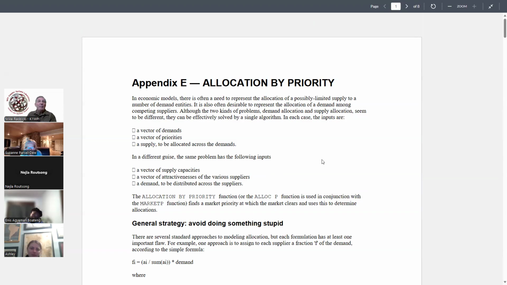So in economic models, there's often a need to represent the allocation of a possibly limited supply to a number of demand entities. It is often desirable to represent the allocation of a demand among competing suppliers. Although the two kinds of problems, demand allocation and supply allocation, seem to be different, they can be effectively solved by the Wood algorithm. Okay, so you have demands, and here's the key: priorities, allocation by priority.